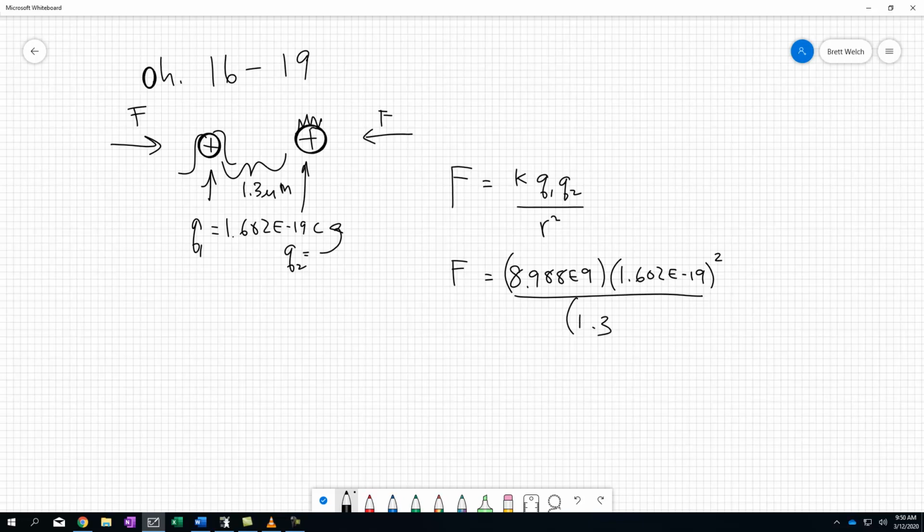You really do need to know your prefixes. Micro, that funny looking M, is an E negative 6, and that also gets squared. Okay. Keep in mind, the square on this was only because Q1 equals Q2. If the charges are different, then we're going to have two different multiplies there, right?